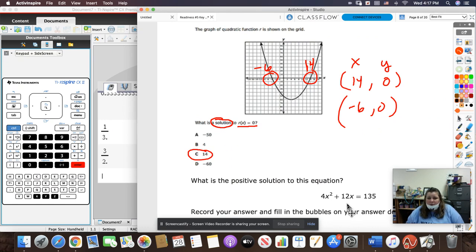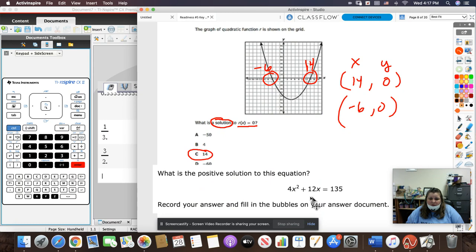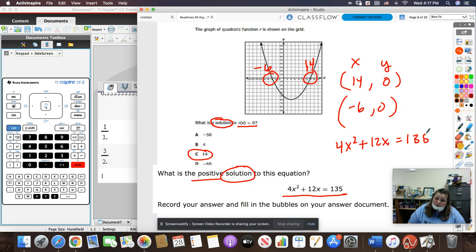Now, this is a griddable. This was on the test last year. And again, it says, what is the positive solution? It gives me a quadratic. So I've got to find a solution again. Now, I have 4x squared plus 12x equals 135.